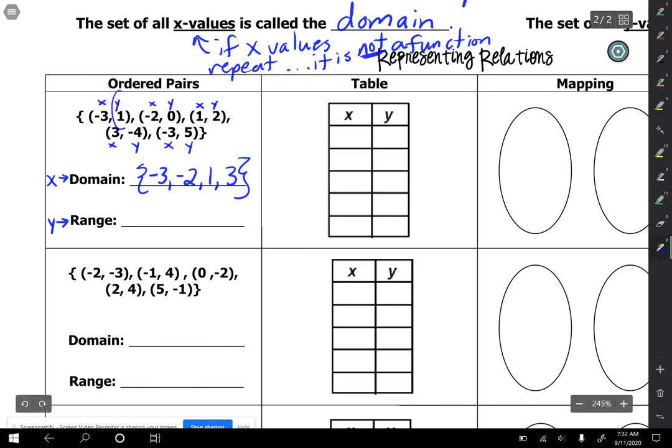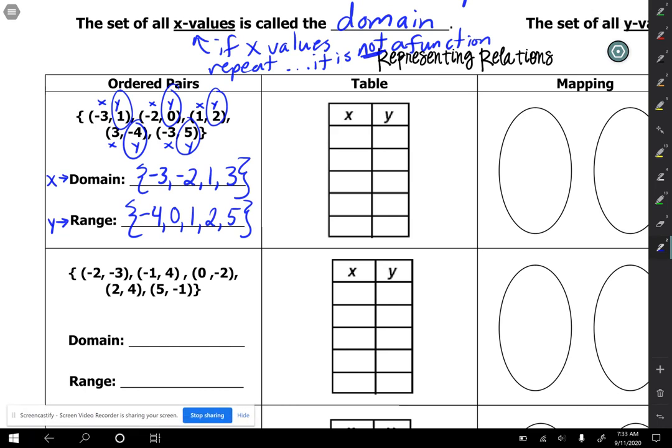Now I need to write the range. I need the y values. Okay? Again, it looks better if it's written least to greatest. Okay? So let's see, -4, 0, 1, 2, and 5. I took all of the numbers that I circled and I put them in order from least to greatest.